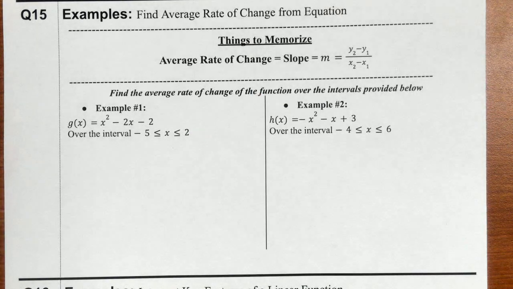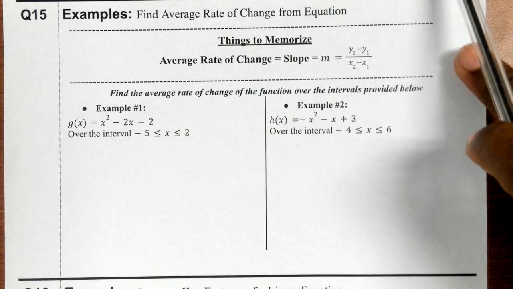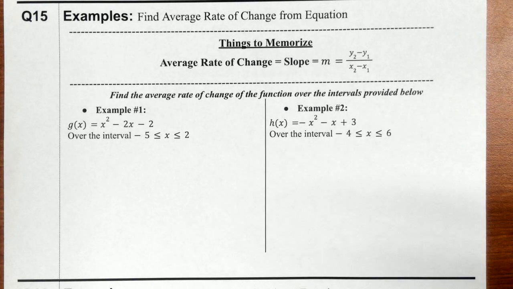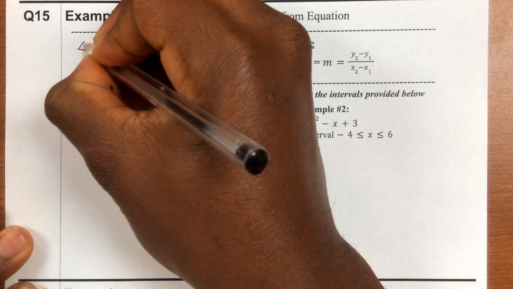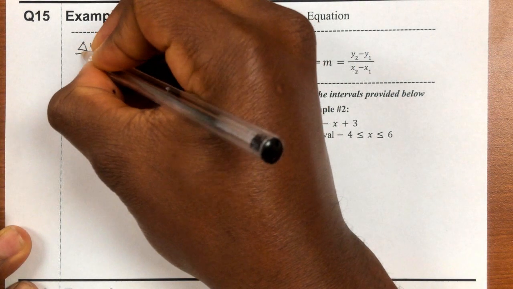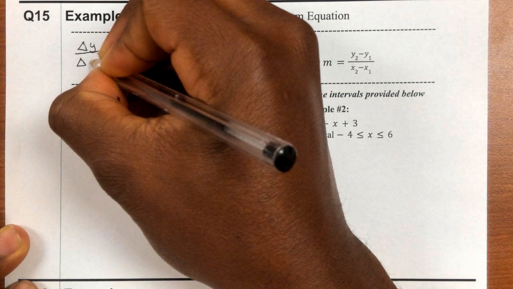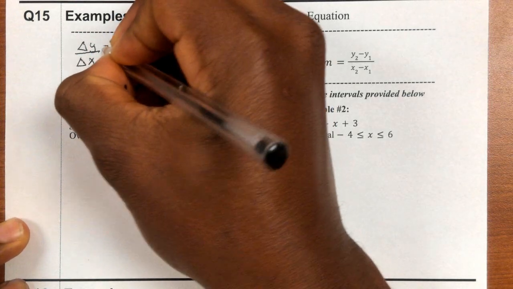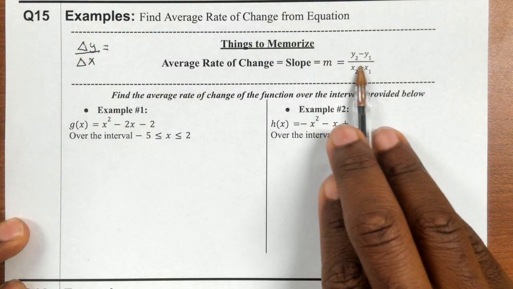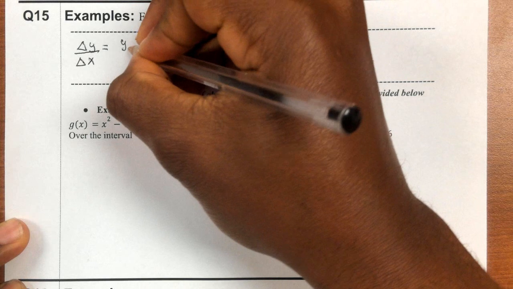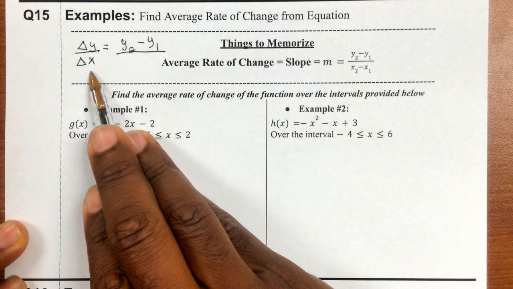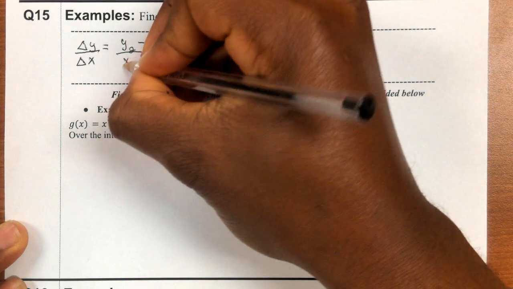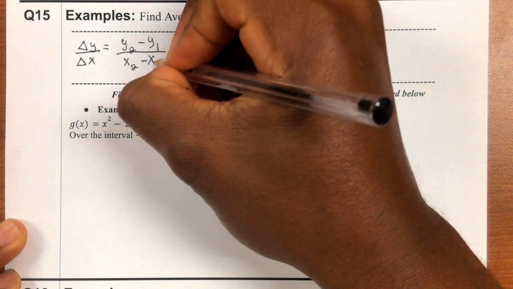Alright? So whenever you're finding average rate of change, you're looking at the change in your y values divided by the change in your x values. To evaluate the change in your y values, you do y2 minus y1. And to evaluate the change in your x values, you do x2 minus x1.